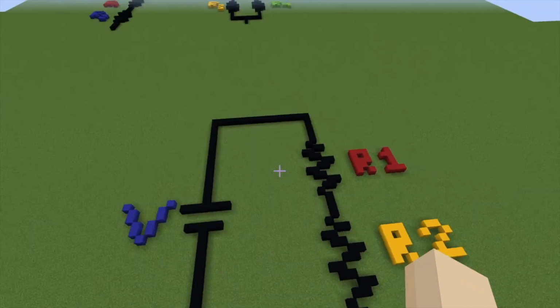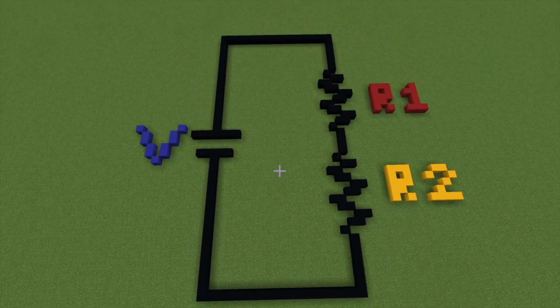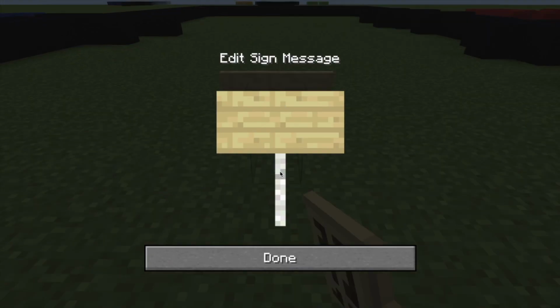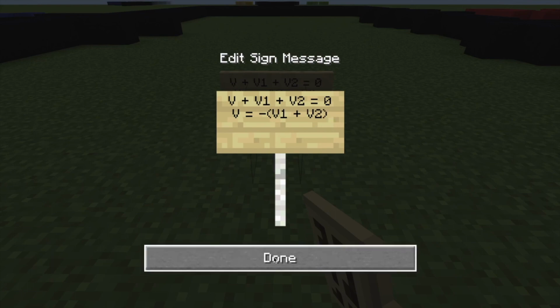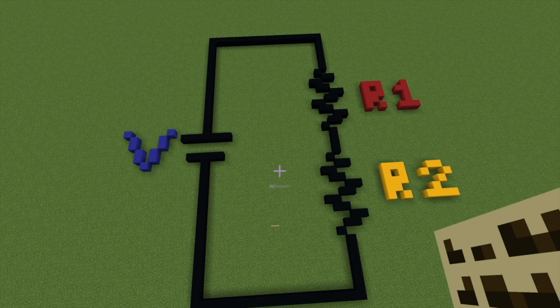Now in this circuit, we have two resistors, so we have a new problem. We still only have one loop, but how do we add two resistors instead of one? Well, now our equation looks like this. The voltage from the battery plus the voltage over R1 plus the voltage over R2 is equal to zero. That means the voltage from the battery is equal to the negative sum of the voltage across the first resistor and the voltage across the second resistor. So if you had the resistance values of R1 and R2, you could solve exactly for V1 and V2.